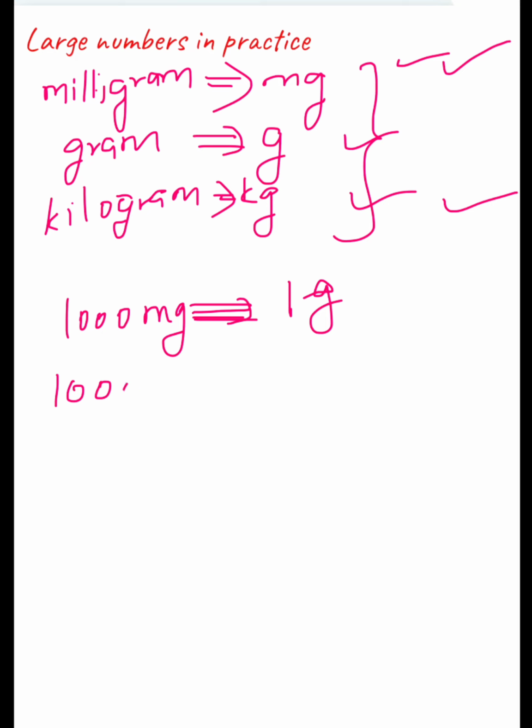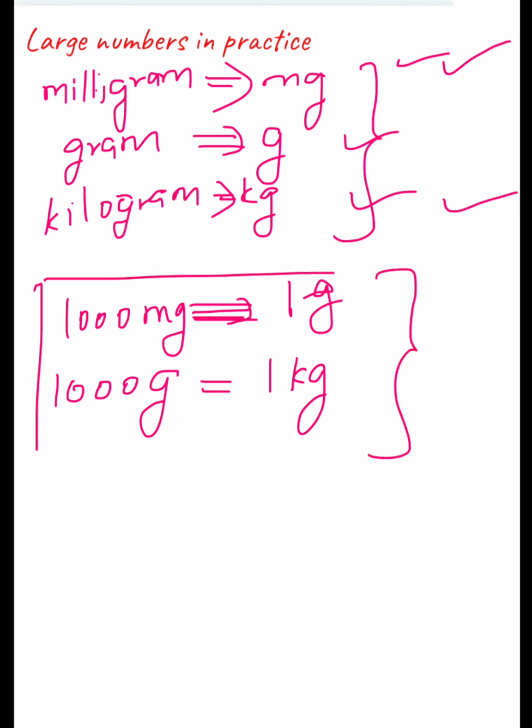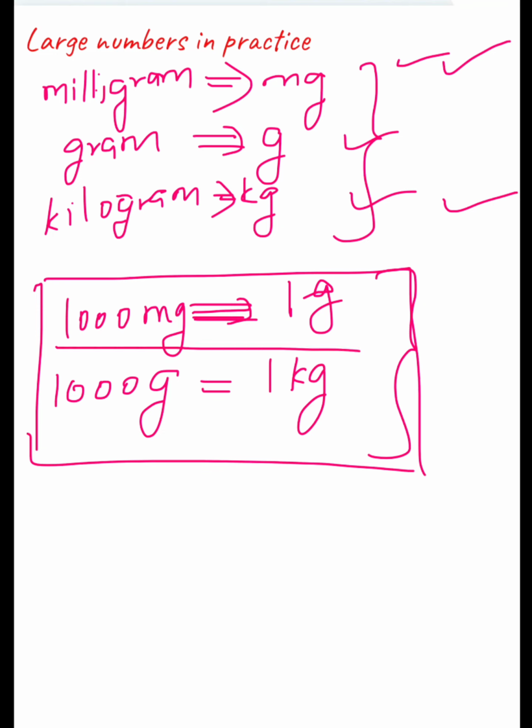Now when you take 1000 gram, what will you get? You will get 1 kilogram. So this is the basic relation between these, and this box you should learn by heart: 1000 milligram equals 1 gram and 1000 gram equals 1 kilogram. In this way you have to remember. Which is the greatest unit? Kilogram. And which is the smallest unit? Milligram.